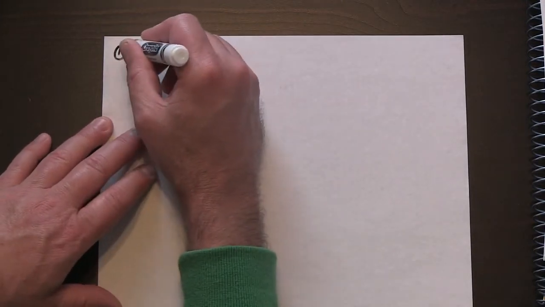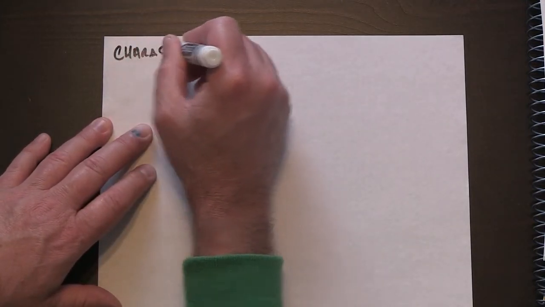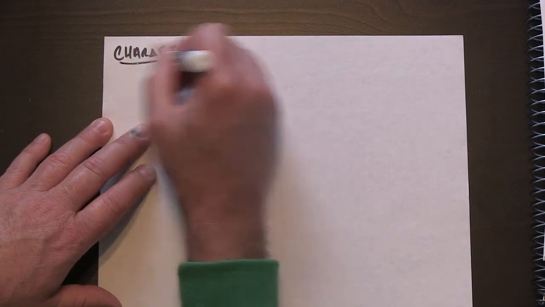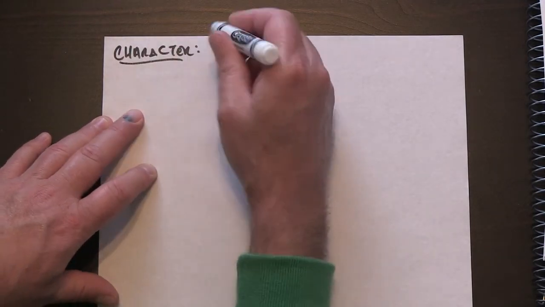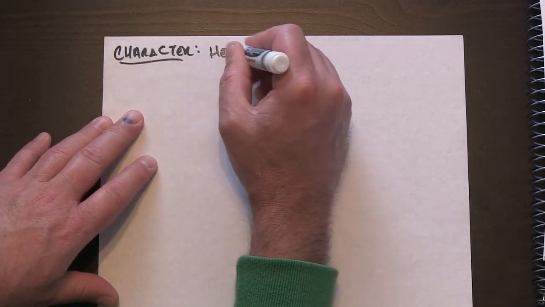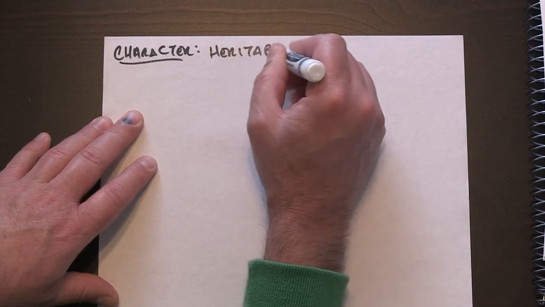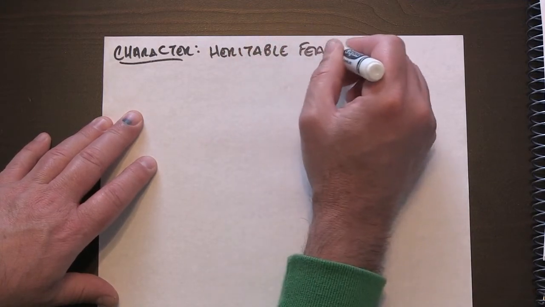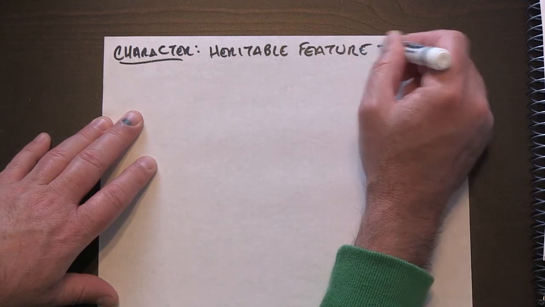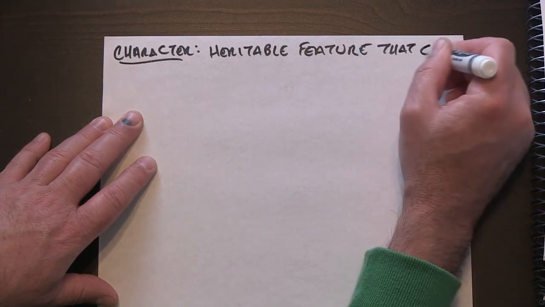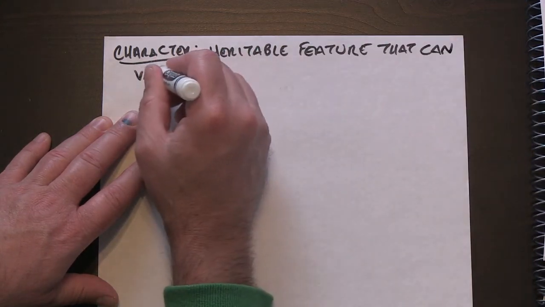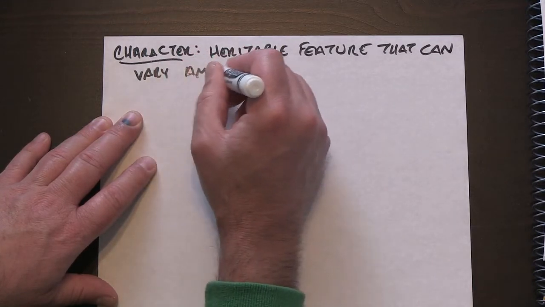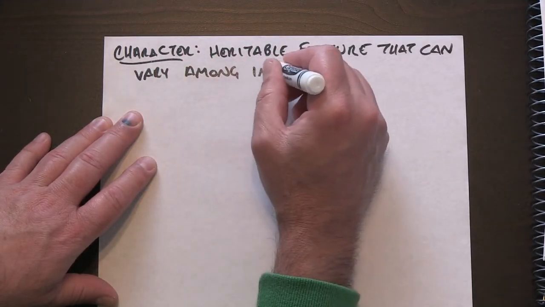A couple more vocabulary words. A character is a feature, a heritable feature, that can vary among different individuals.